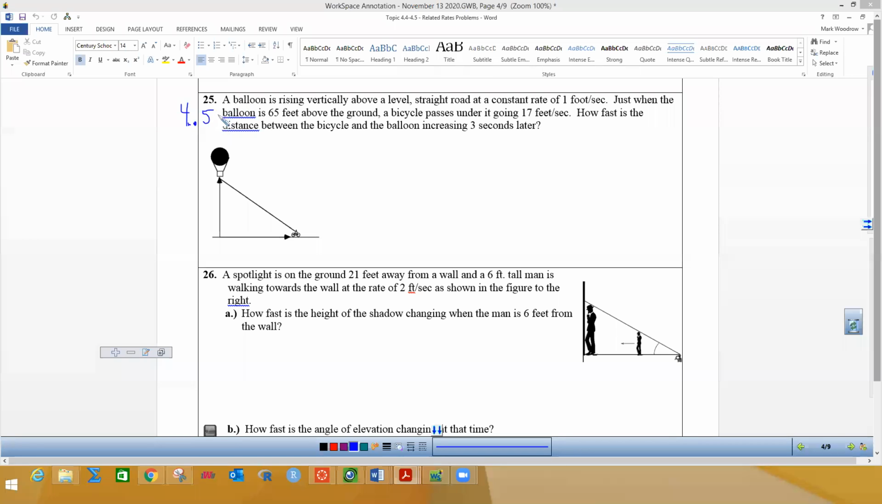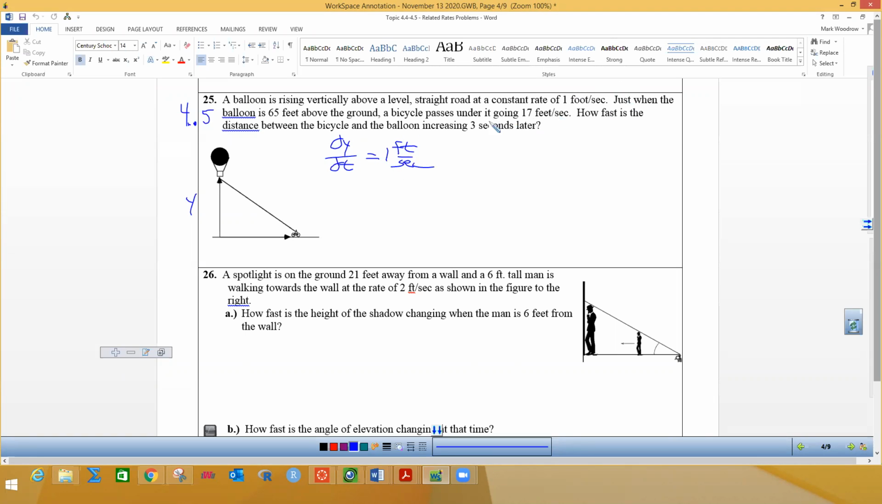Okay, so on 4.5, number 25, this is related to rates, so there's going to be a couple different things changing at the same time. It says a balloon is rising vertically above a level straight road at a constant rate of 1 foot per second. So we're talking about rising, so I'm going to call this y. So what that means is dy/dt, the change in y, is 1 foot per second.